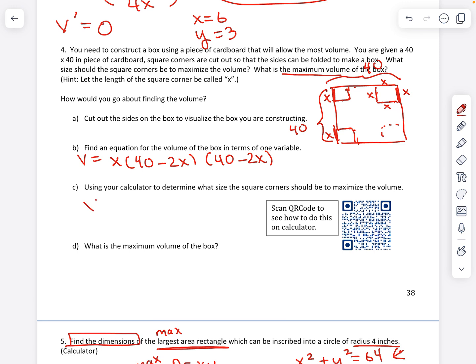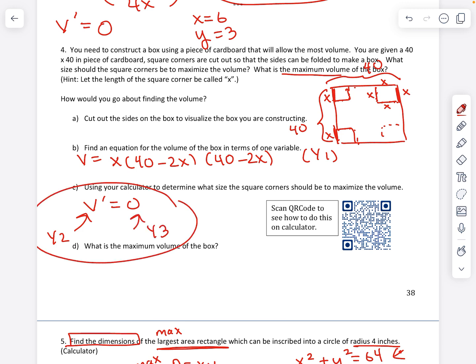You're going to use your calculator. So this is going to be your y1 equation. This will be your y2 equation. This will be your y3. We don't care about the y1 equation. We just need to know where the derivative is equal to 0. And it happens when x equals 6.6 repeating. But it does ask you to find the volume. So you would need to plug these back in.